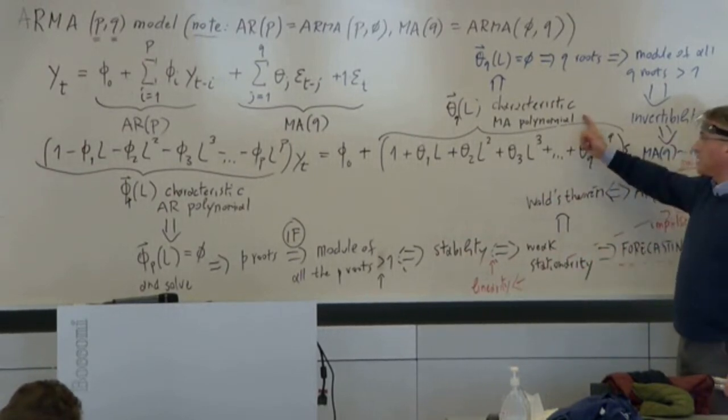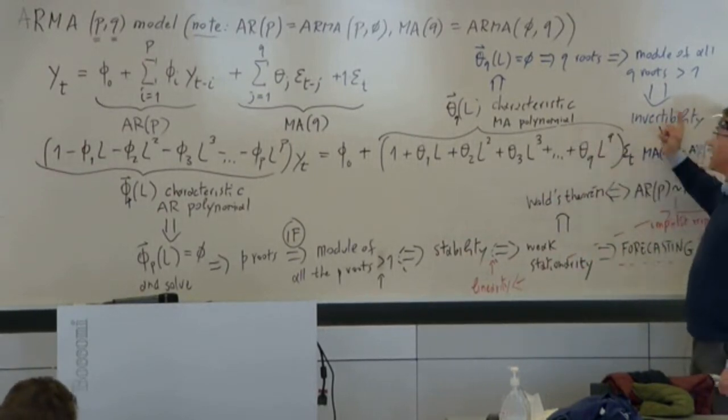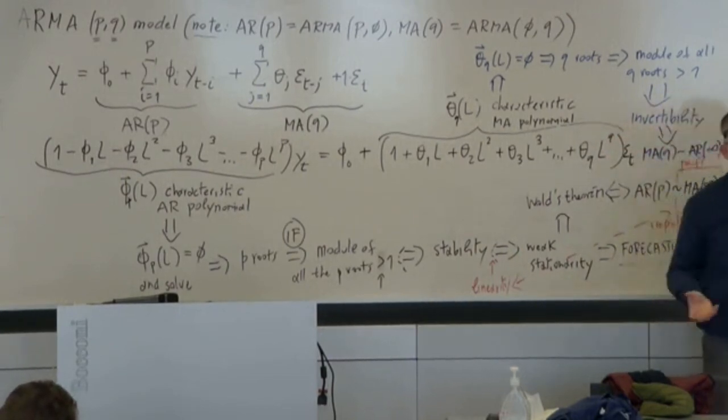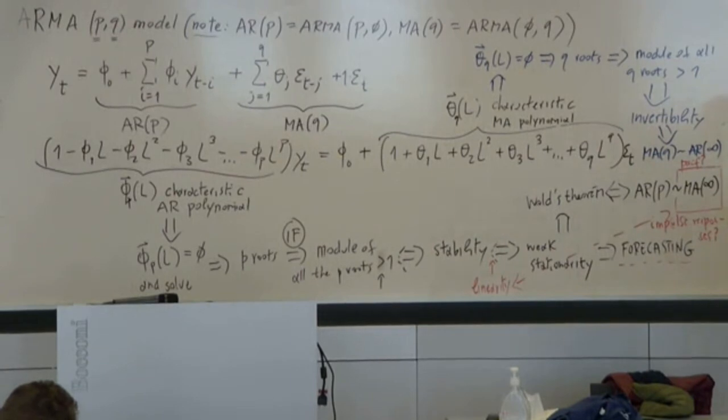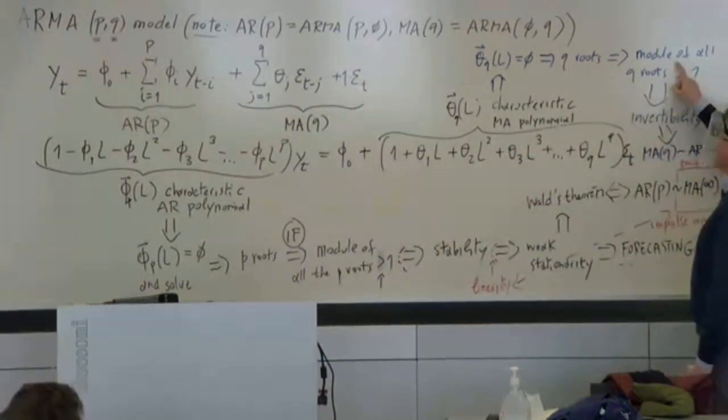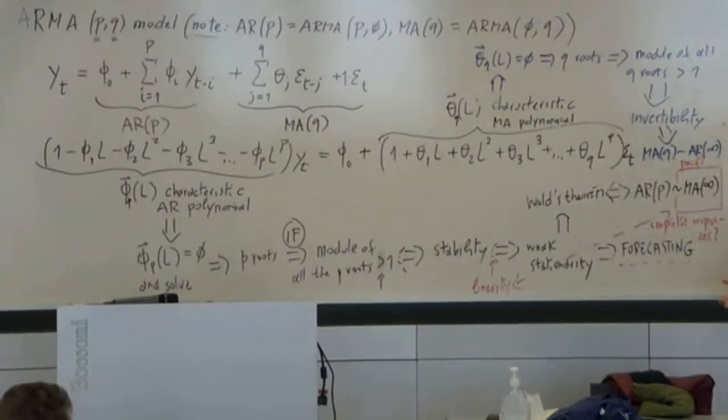You can study the roots of the characteristic MA polynomial and establish whether the ARMA model is invertible or not, which is less important, but you may want to do that. A machine software will do that automatically for you anyway, okay? So you will see a printout with this info about these roots and this info about these roots automatically at the bottom of the page.